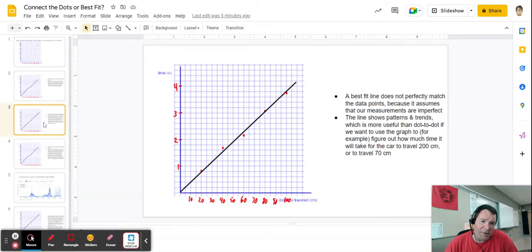On the other hand, if we think about a best fit line, the best fit line doesn't perfectly match the data points. And some people might look at that as a flaw in best fit lines, but really that's the strength of best fit lines. That's the point of best fit lines. The point of a best fit line is making the assumption that any one of our data points isn't a perfect representation of what we wanted to measure.